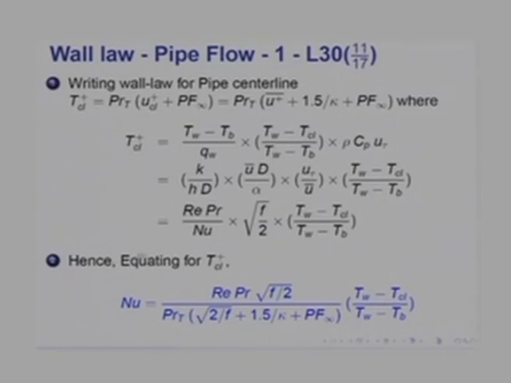And hence, equating TCl plus from this expression and from the law of the wall, you will see I can write Nusselt number equal to Reynolds Prandtl under root f by 2 divided by Prandtl T into under root 2 by f plus 1.5 kappa plus Pf infinity, and this becomes Tw minus Tcl over Tw minus T bulk. To use this relationship, we would of course need an estimate of Tw minus T center line divided by Tw minus T bulk, which we expect to be somewhat greater than 1 in a turbulent pipe flow, because remember the temperature profiles are very flat inside the core of the flow, and there are sharp gradients of temperature near the wall, and therefore the ratio of Tw minus Tcl divided by Tw minus T bulk would be only slightly greater than 1. So that is what we shall show.